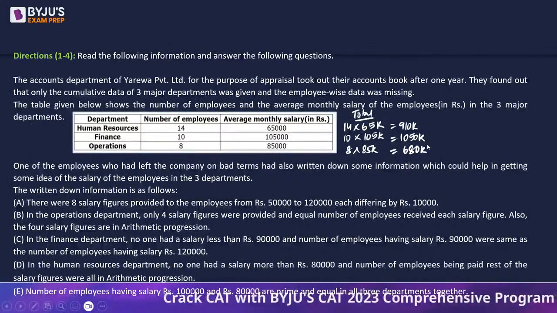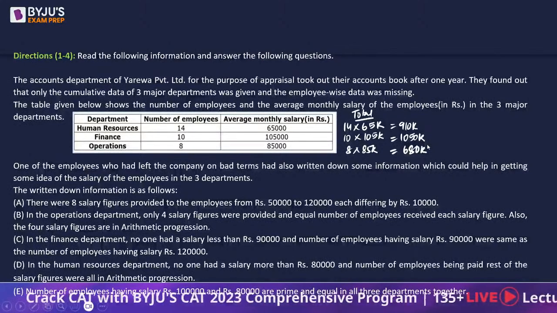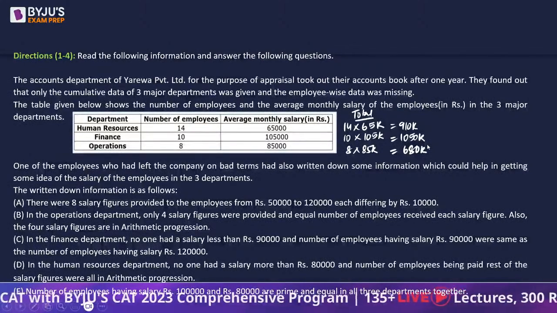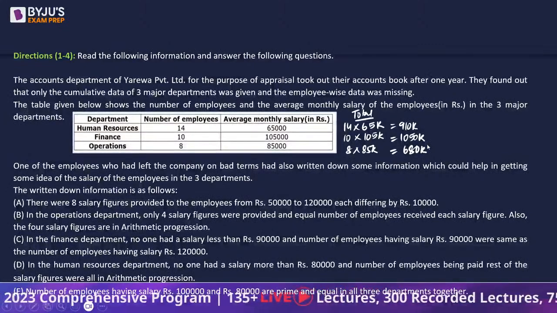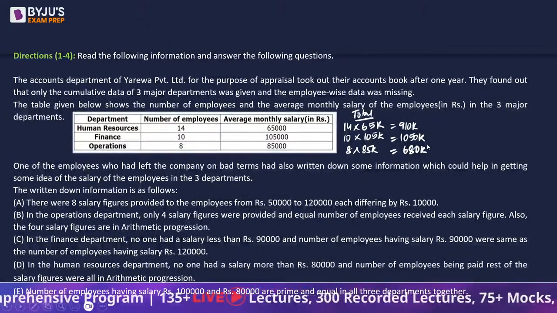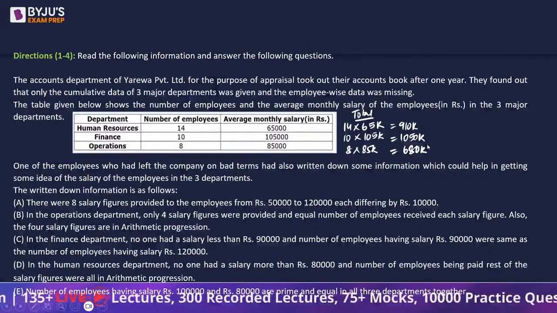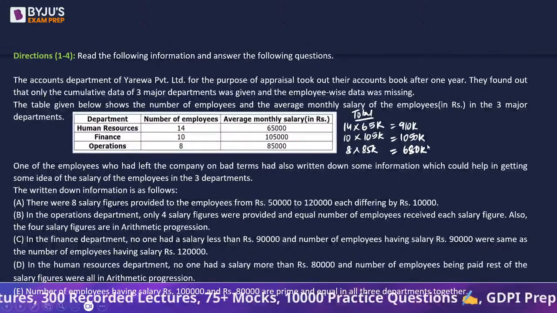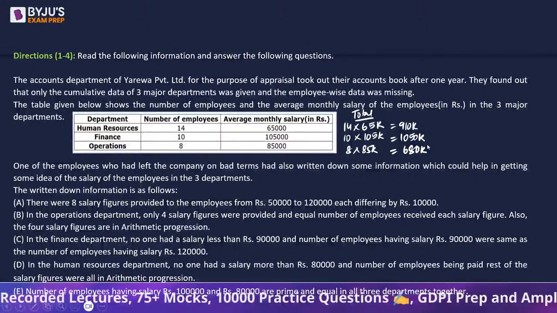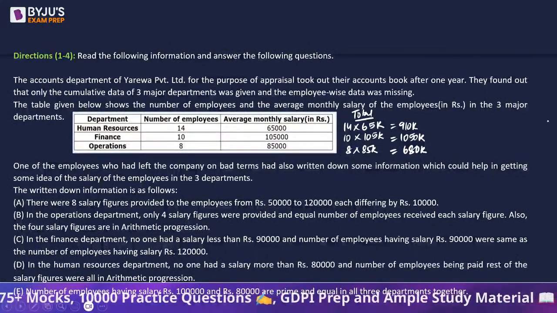Okay. One of the employees who had left the company on bad terms had also written down some information which could help in getting some idea of the salary of the employees in the 3 departments. So we're talking now about a certain other employee who is not a part of these employees because he had already left. So he is giving us some hints about human resources, finance, and operations.